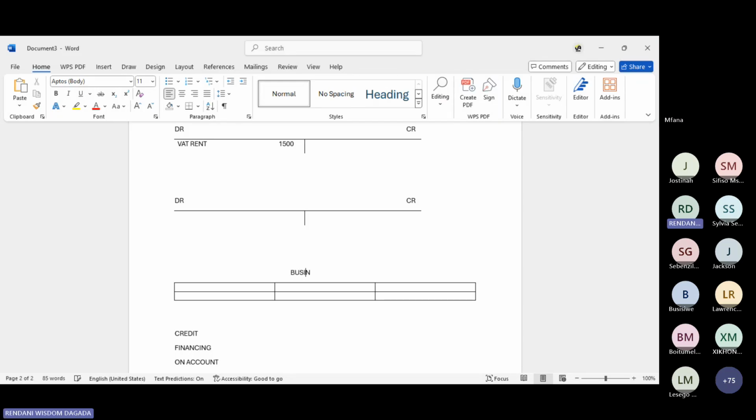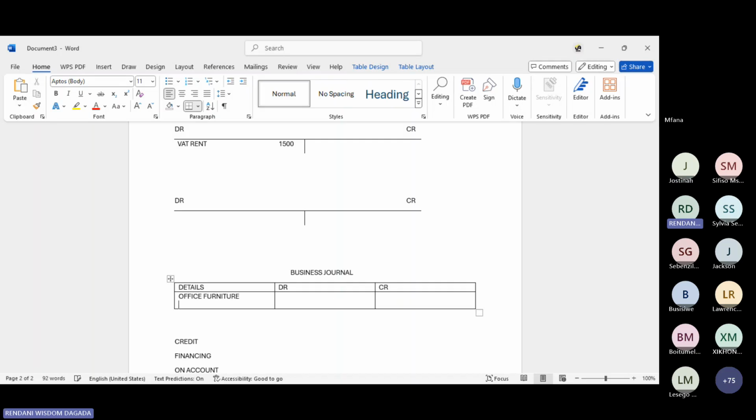So we're going to use a business journal. Details, DR, CR. What were we buying here? Office furniture. Yes, we always start with the product. We're going to start with office furniture, followed by the company that we are buying from, XYZ. XYZ Furniture.